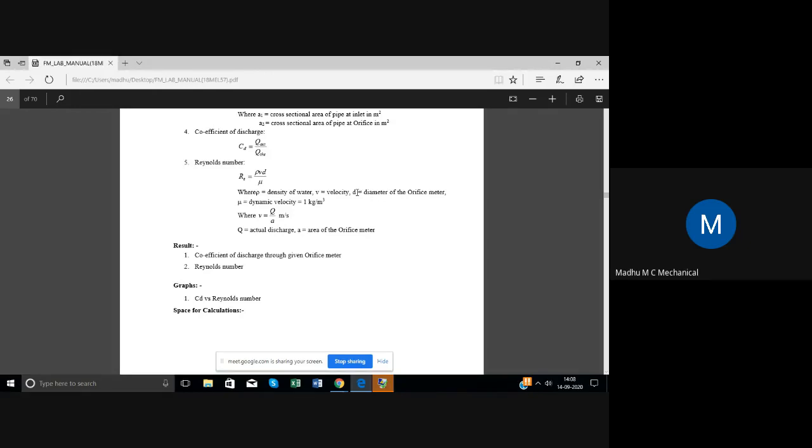And just to remind you, if the Reynolds number is less than 2000, it is laminar. Greater than 4000, it is turbulent. Between 2000 and 4000, it is transient flow. Keeping that in mind, you have to calculate the value of CD.